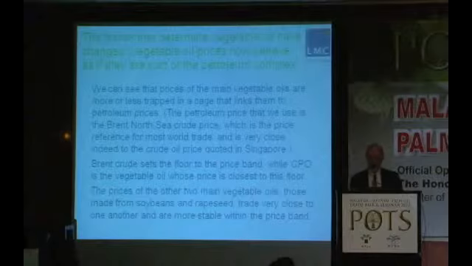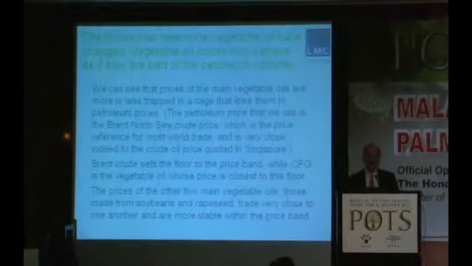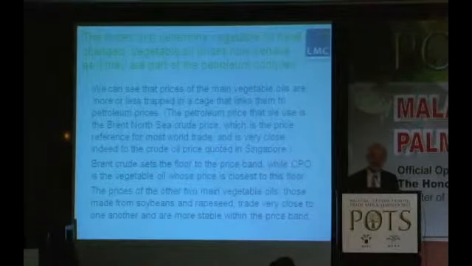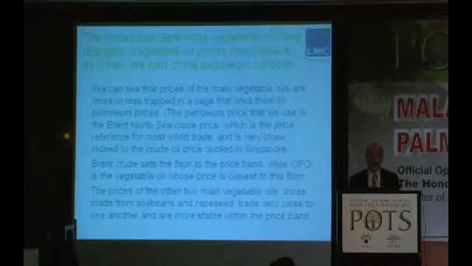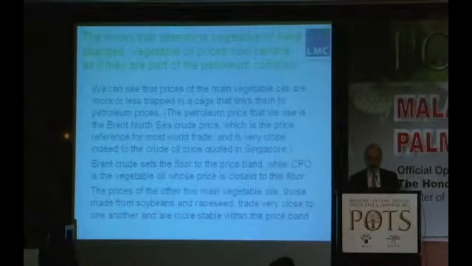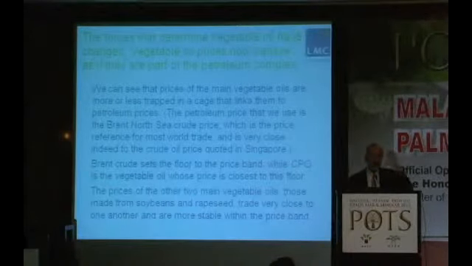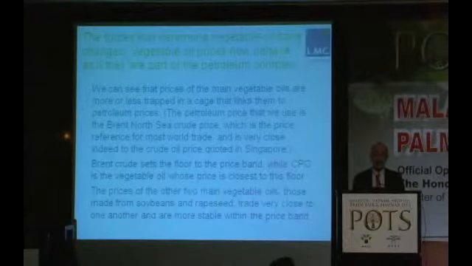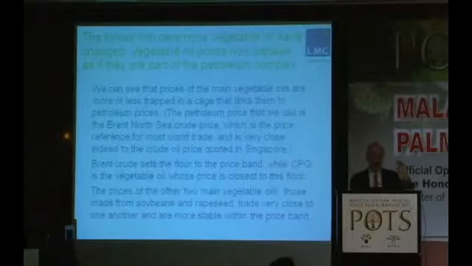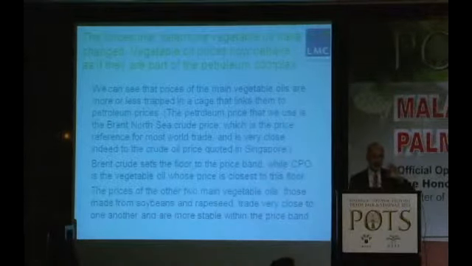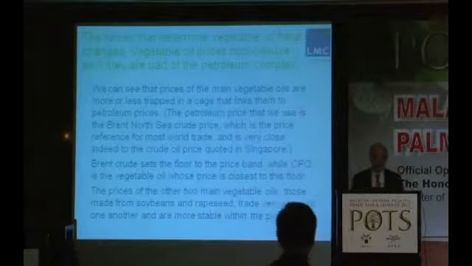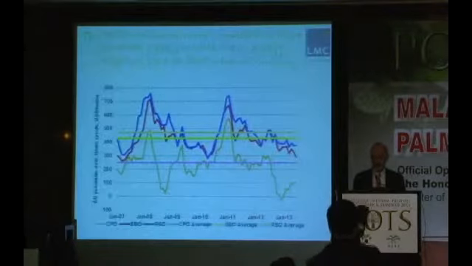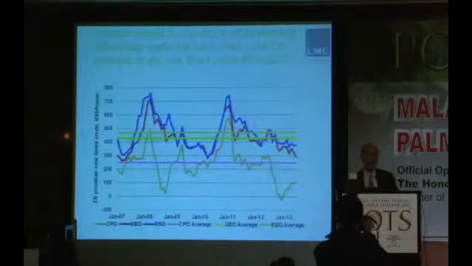And I mentioned at the bottom there the prices of the other two big oils, which are soybean oil and rapeseed oil. When you look at the diagram, you see they move very close to one another, and they fluctuate within the price band by less than palm oil. The gap between them and petroleum is more stable than the gap between palm oil and petroleum. And this diagram shows you that gap.